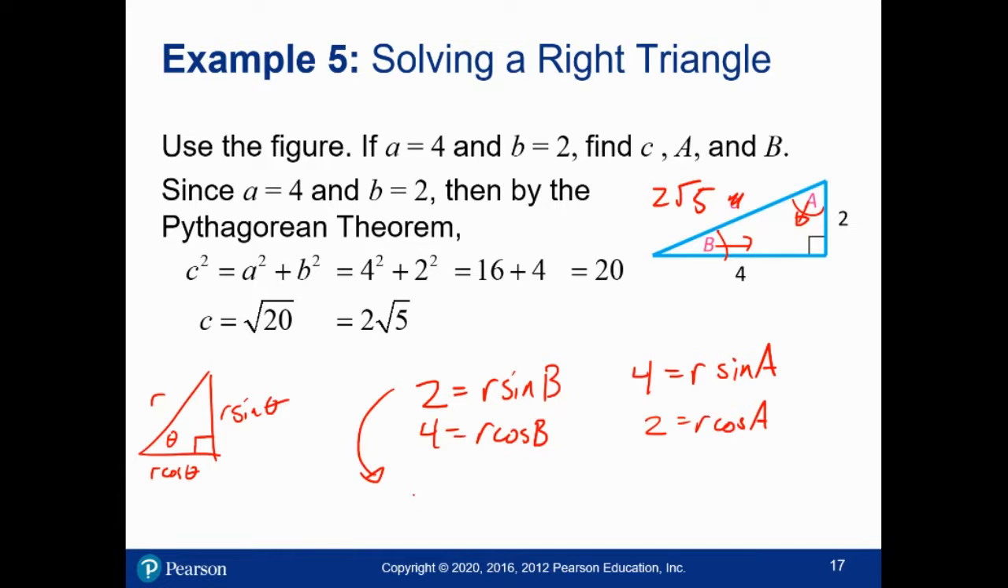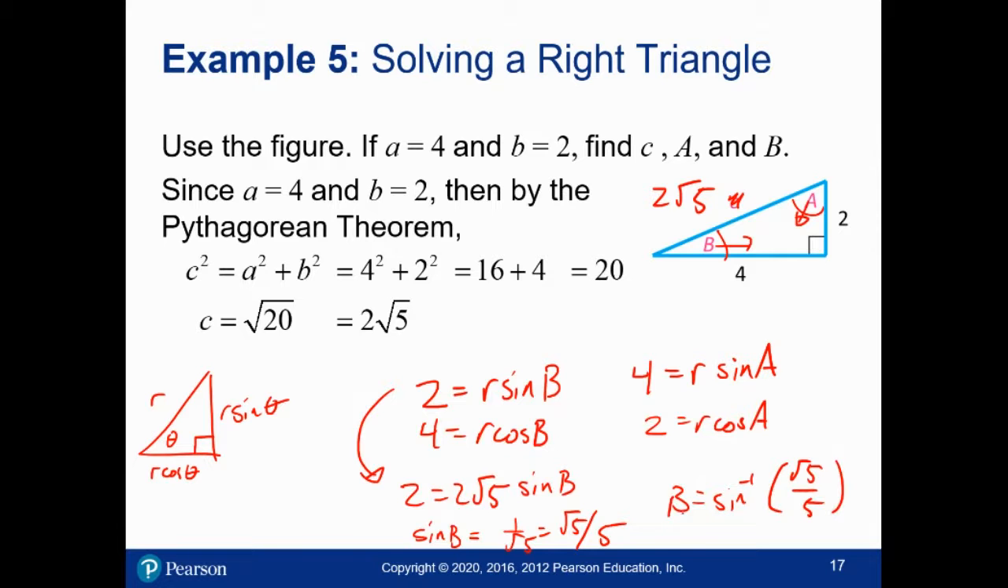So let's just proceed with 2 is r sine b. So 2 is 2 root 5 sine b. Cancel off the 2's and divide by root 5. So the sine of b is 1 over root 5, which you can simplify if you want to root 5 over 5, which means b is the arcsine of root 5 over 5. There we have it. They had arctangent of 1/2, I guess, for b. Actually, I think they said arctangent of 2 for a, and then used complementary angles. But you could have also called it arcsine of root 5 over 5 for b, and you could do similar work to end up with the angle a.